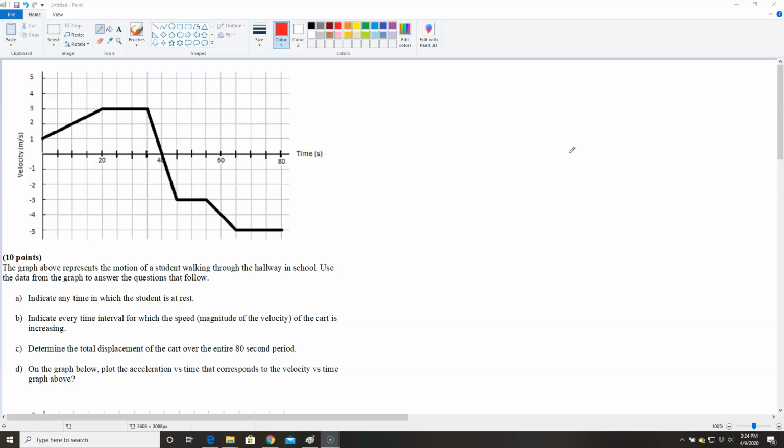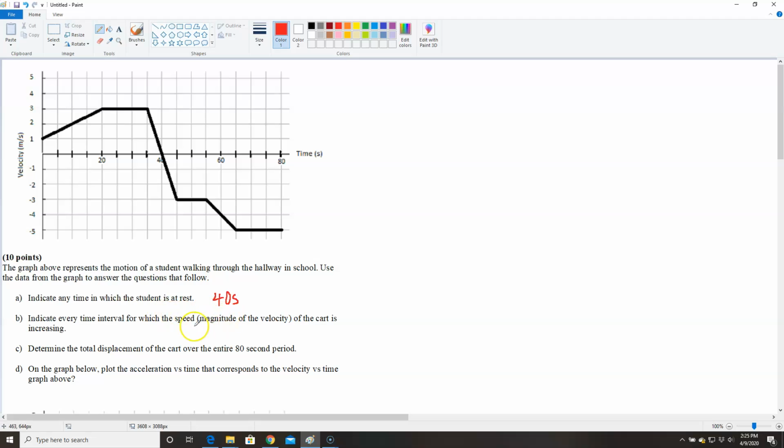For example, the first thing says, indicate any time in which the student is at rest. Position versus time, you would say that's anywhere where it's horizontal. But here's the thing. Let's say I wanted to claim, well, what about right here at the 25-second mark? Well, the velocity is 3 meters per second, so you are not motionless there. The only point that you're motionless is right here at the 40-second mark. So indicate any time which the student is at rest, 40 seconds.